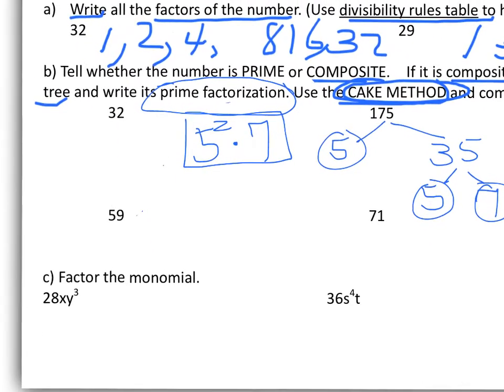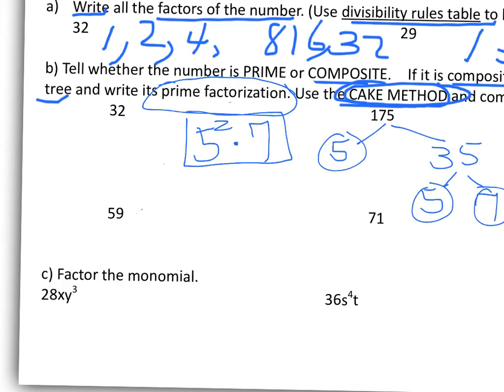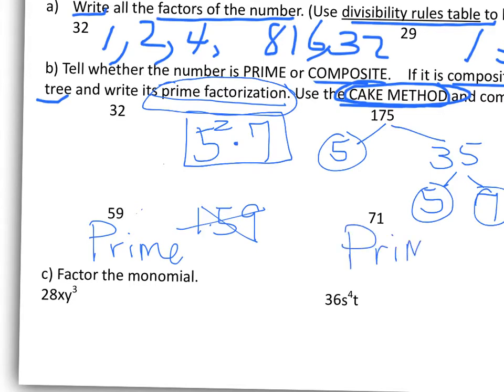And for 59, this would be a prime. So the prime factorization would just be 1 times 59. But because the directions only ask you to write the prime factorization if the number is composite, you don't have to write this. And the same goes with 71. Let's move down to part C.